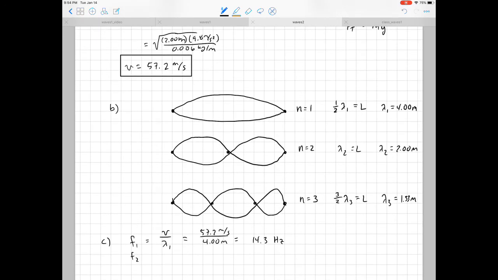The second frequency is going to be the speed divided by lambda 2. So 57.2 meters per second divided by 2 meters. And that's going to be about 28.6 hertz. And then f3, the third frequency here, you get the idea. 57.2 meters per second divided by 1.33 meters, and we get about 42.9 hertz. So those are the first 3 normal frequencies for these normal modes for this particular setup. And that's the end of this problem.